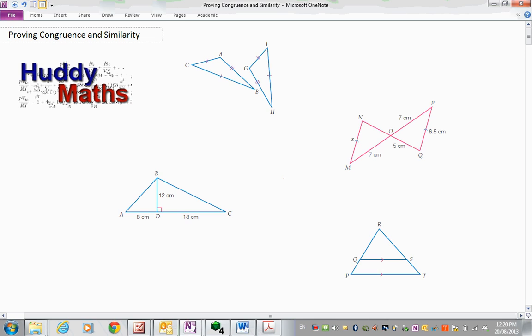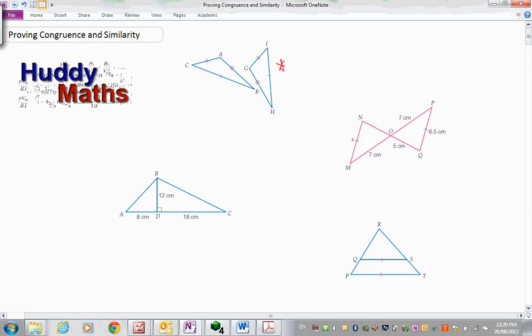Let's have a look now at a more formal mathematical proof of these two. And what we're going to do is then end up with an example of why we might want to prove two triangles are congruent or similar, and where that leads with geometry theorems in general. So let's have a look at these figures.